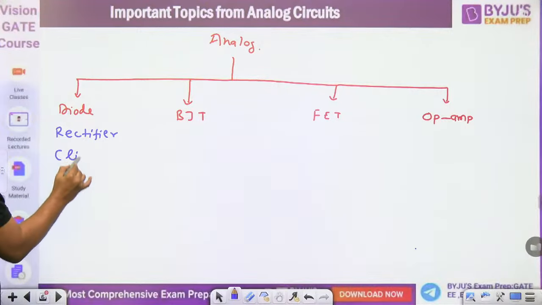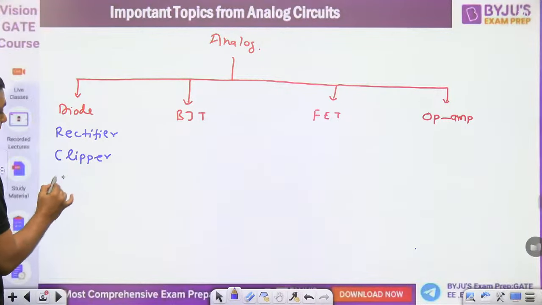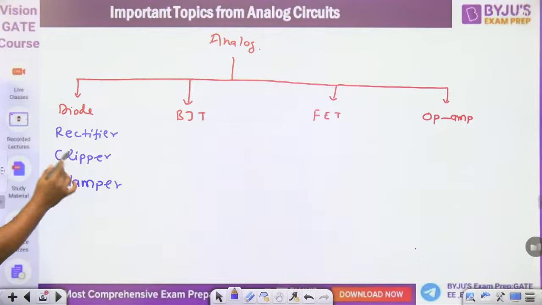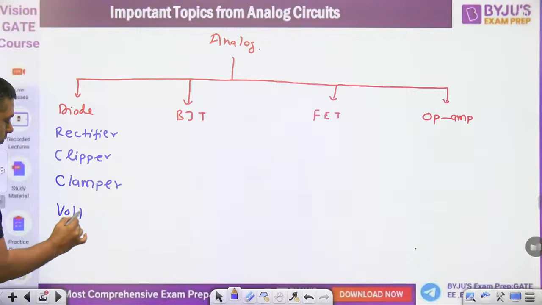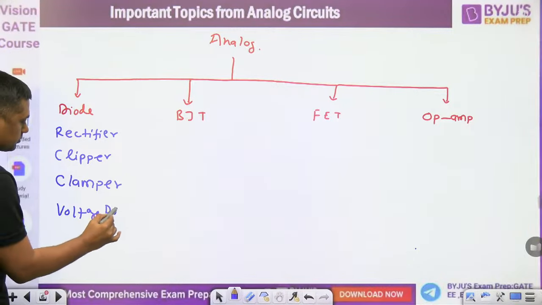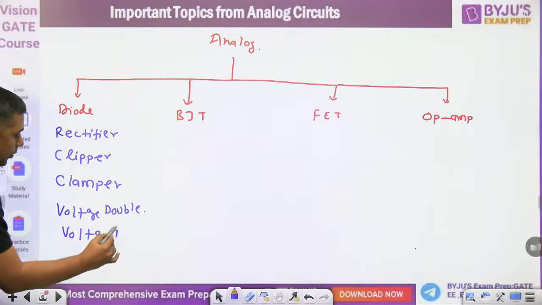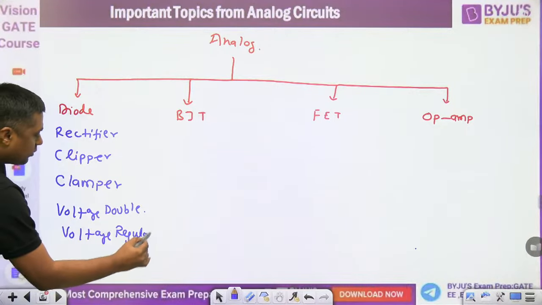Then important topics are clipper and clamper. Clamper using op-amp is also important, get the basic idea, then clipper, and then finally voltage doubler. And with the diode, we are designing voltage regulators also, that is the Zener diode. This is a very, very important topic, Zener diode voltage regulators.